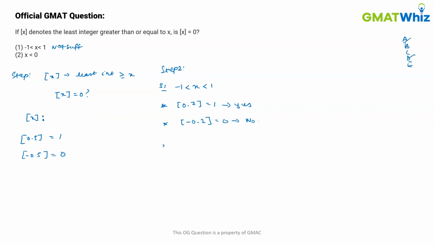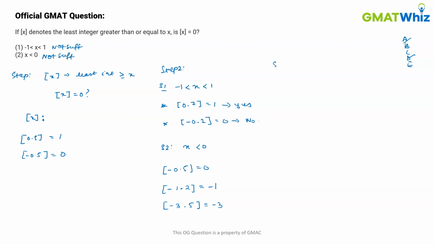We now check the sufficiency of statement 2. According to statement 2, x is less than 0. Now, we don't have a defined range for x. We are just told that x is a negative number. For example, box of -0.5 will give me 0. But if I take other values, for example, box of -1.2, this will give me -1. And another value like box of -3.5, this will give me -3. Since we are getting different answers in statement 2 also, we conclude that statement 2 is also not sufficient.